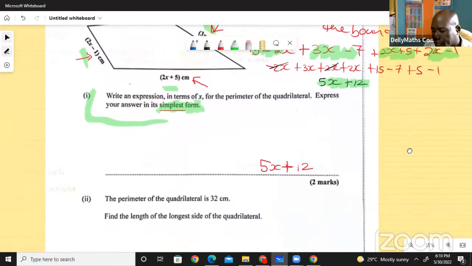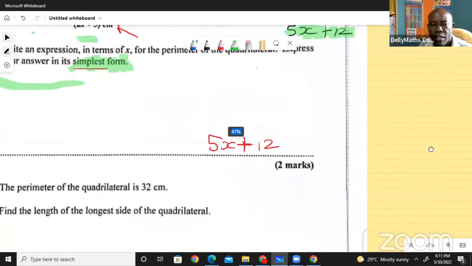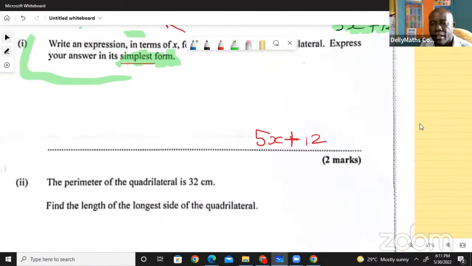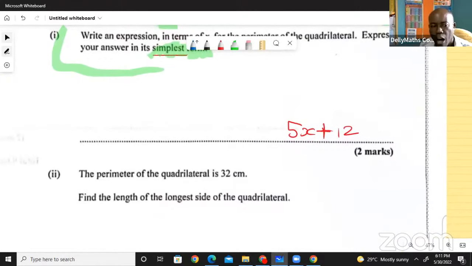The next question is saying that the perimeter of the quadrilateral is actually 32. So they're telling us that this quadrilateral we're dealing with has a perimeter of 32. We have already gotten an expression for that. The expression for the perimeter is 5x plus 12. So now we can say 5x plus 12 is 32.